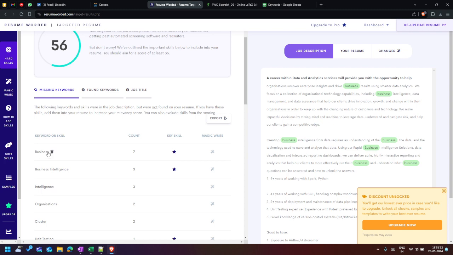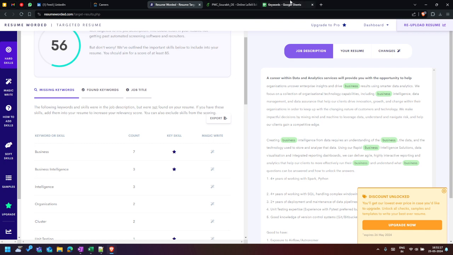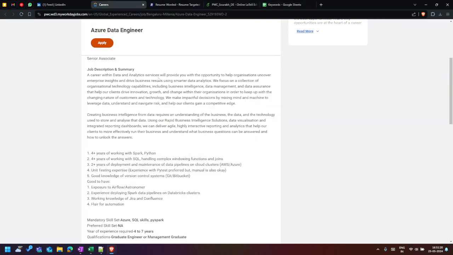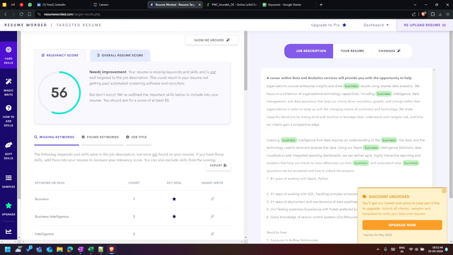So yeah, let me start with missing keywords. So basically, what we are trying to do, right? It's kind of simple. We just want to include all of the main keywords which are present in the JD and not present in our resume. Sometimes your skills might be aligning with your target, but some keywords will be there in the JD which are not available in your resume. Like why would I include business in my resume? But sometimes it matters. This is the part where you get to the score.